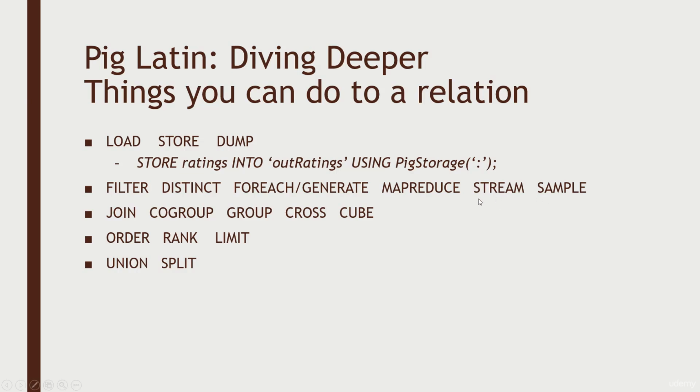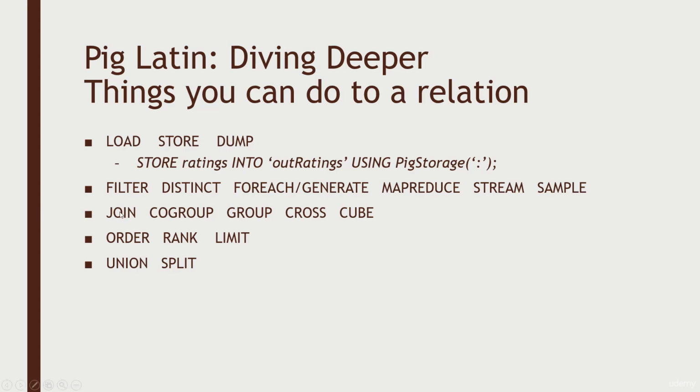Stream is also used for extensibility. You can actually stream the results of Pig out to a process and just use standard in and standard out, just like MapReduce streaming does. And sample can be used to create a random sample from your relation. Be careful if you're doing that with a join, because obviously if you're doing random samples and then trying to join two relations together, it might not work the way you expect. Now I'm going through these quickly, and that's on purpose. We don't really have time to go into examples on every one of these, but I just want you to know that these functions exist and keep them in the back of your head in case you ever need them.